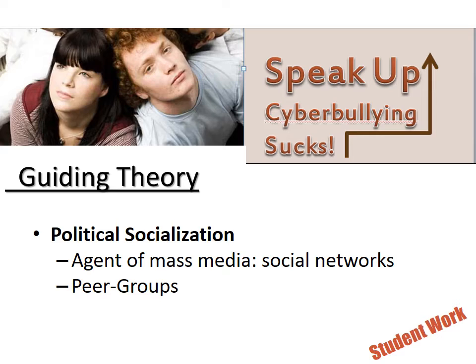The first agent is mass media social networks. By framing the issue of cyberbullying through this medium, targeted publics will be influenced. Also, the campaign will spread through likes, hashtags, and retweets, suggesting that another socialization agent is a peer group. If people see their friends are against cyberbullying, they may become less likely to bully through the internet.